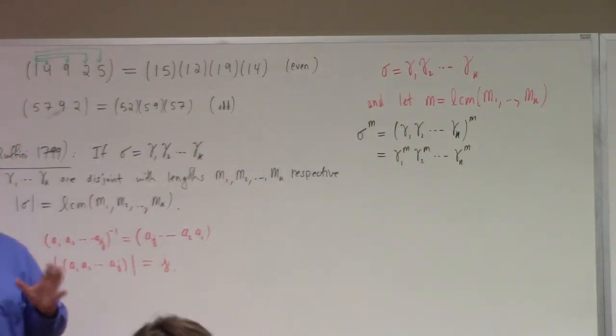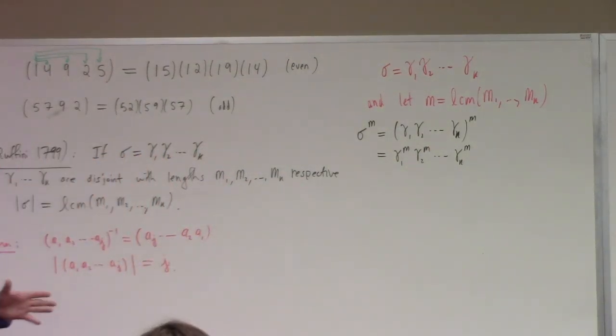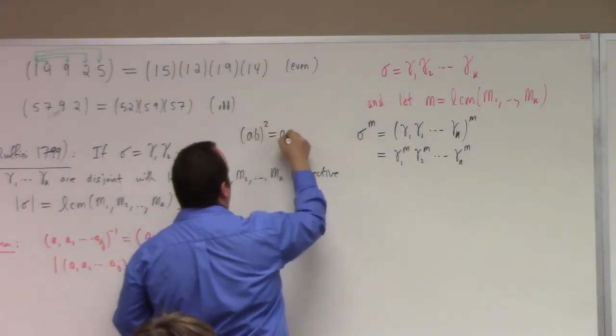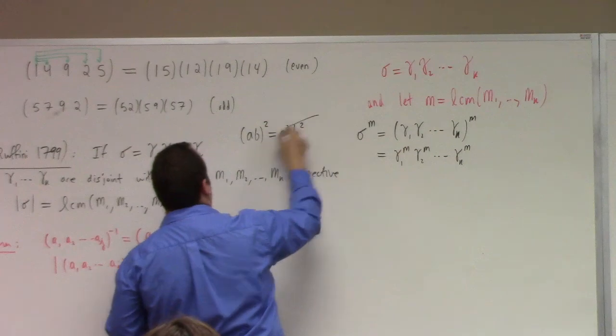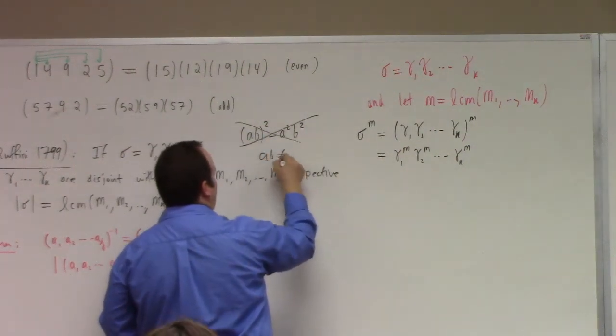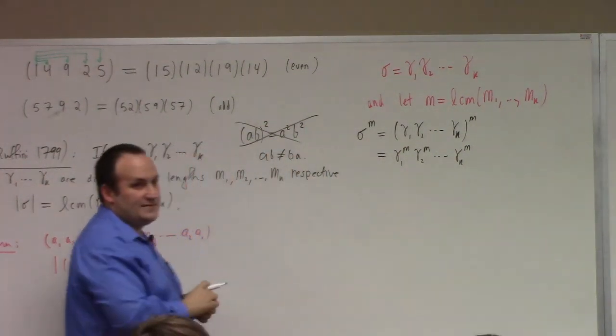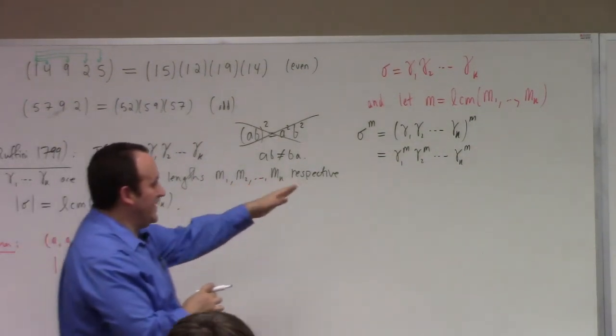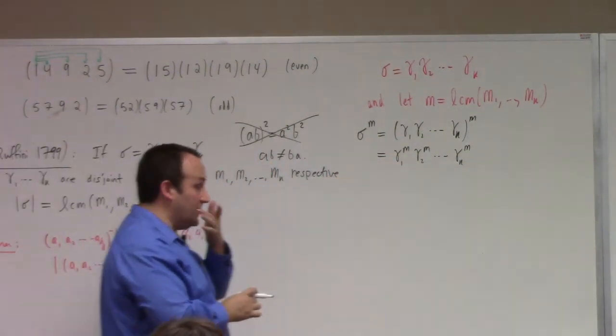If we don't have commuting, we can't do that. If A and B don't commute, it is not true. This is false if AB is not equal to BA. Danger. So I'm using the fact that these are disjoint and they commute when I write that, okay?